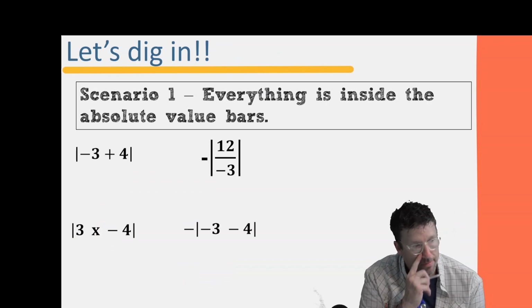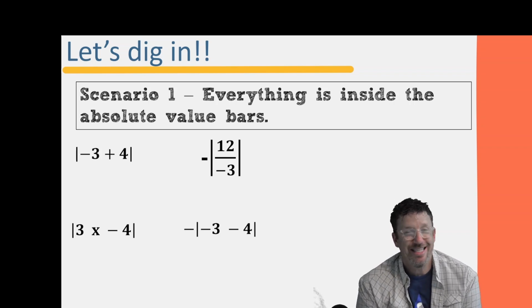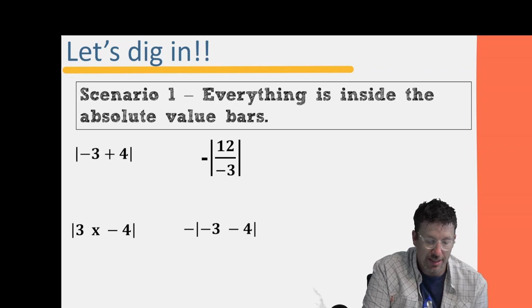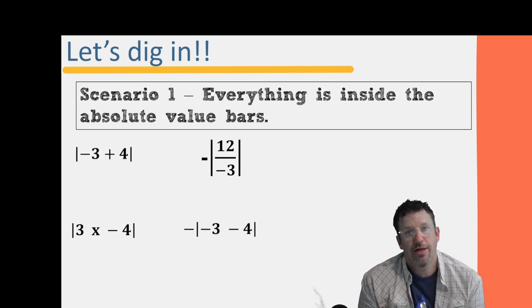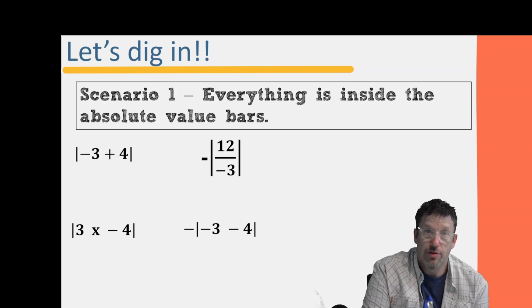So let's take a look here. In this scenario, we have two different types today that we're going to work with. We're going to see operations that are inside the absolute value bars. So if everything we're trying to solve is inside the absolute value bars, just go ahead and solve it and then do the absolute value, like GEMDAS tells us to do whatever's in the groupings.